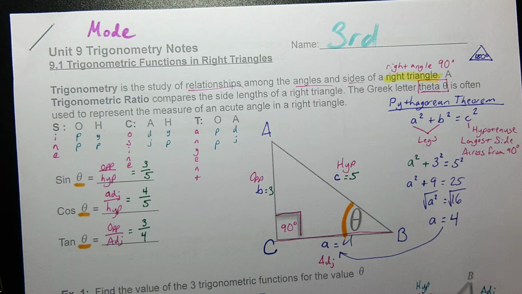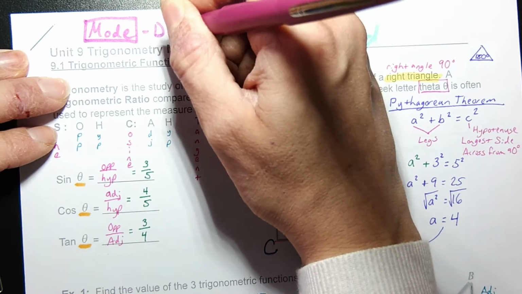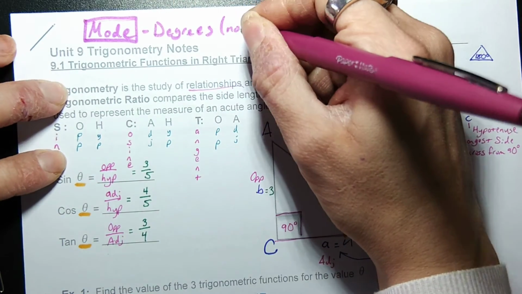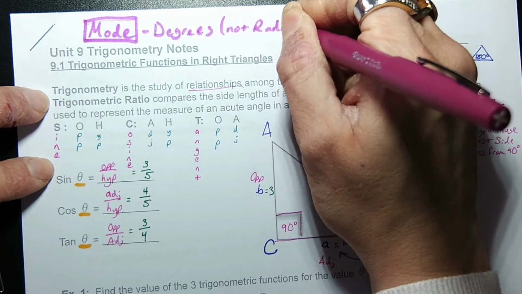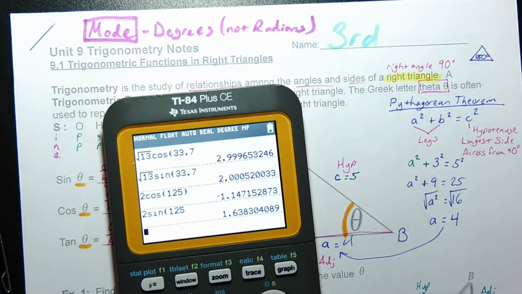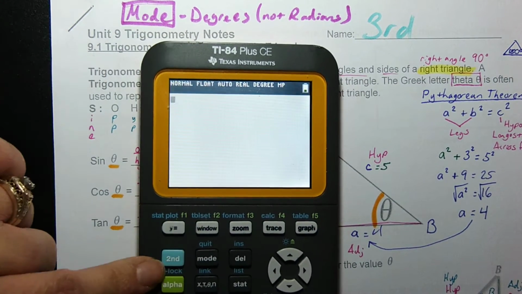And my pre-calc kids are constantly going back and forth between the two modes. So if you're borrowing one of my calculators, this is very, very important. The mode needs to be in degrees, not radians. I'm going to show you. So on your calculator, the mode button is right next to the second button.